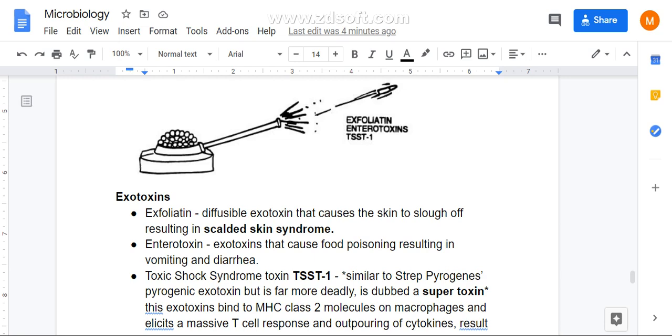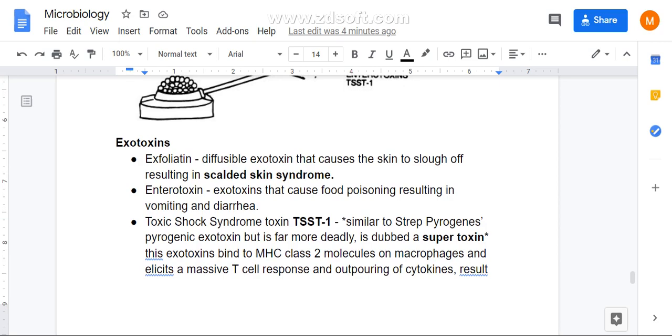Enterotoxin is an exotoxin that causes food poisoning, resulting in vomiting and diarrhea. And you also have toxic shock syndrome toxin, also known as TSST-1. This is specifically for Staph aureus, and similar to the Strep pyogenes pyogenic exotoxin, but is far more deadly, and is dubbed a superantigen, right? So this exotoxin binds to MHC class 2 molecules on macrophages and elicits a massive T cell response and a flood of cytokines, resulting in toxic shock syndrome.